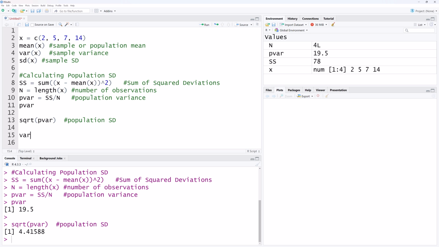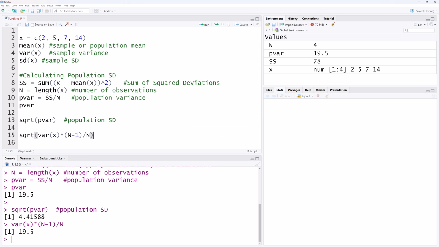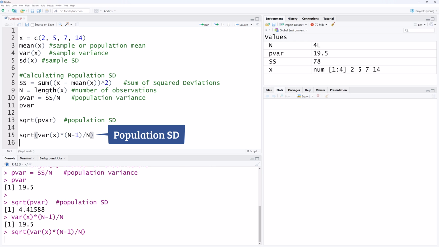Another way to obtain the population variance is to take the sample variance, multiply it by n-1 to remove the denominator, then divide by n to replace the denominator. We can then take the square root to obtain the population standard deviation.